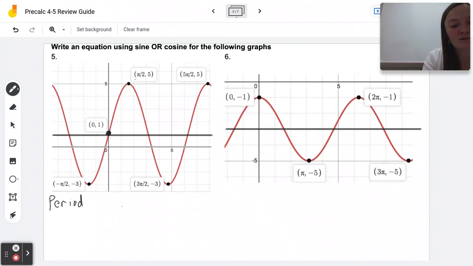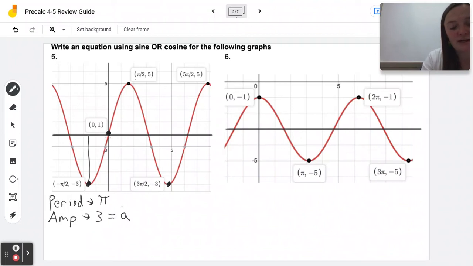We need to figure out first the period. Well, the period is going to be the distance from a max to a max or a min to a min. So maybe we do this. What's the distance from negative pi over 2 to 3 pi over 2? That's going to be a total of pi. You could just add those and double negative. So our period is pi, which means, let's keep going. Our amplitude is going to be the distance from the midline to a max, which looks like it's 3. 3 is equal to a in this case.